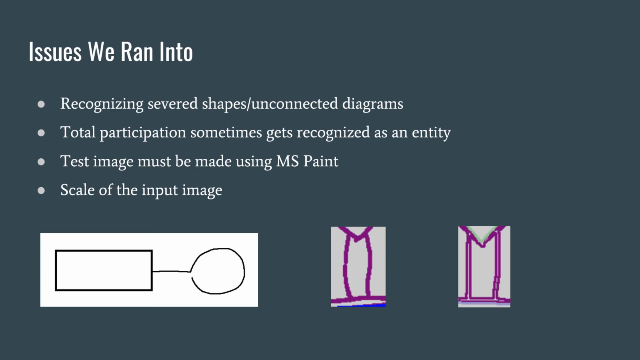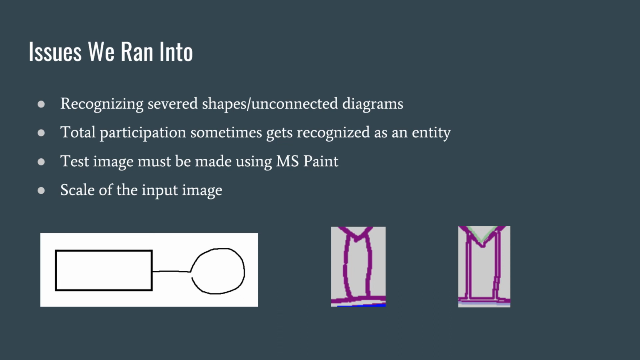The third problem was that test images had to be made in MS Paint. Now this one was interesting. As you can see with the two screenshots in the lower right of the slide, the left one was made in MS Paint while the right one was made in Microsoft Whiteboard. With Microsoft Whiteboard, it created more contours than the one that was made in MS Paint. Since our initial test images were made in MS Paint and our code revolved around testing those images, we didn't consider that the image would have a different number of contours depending on what application we used to draw it.